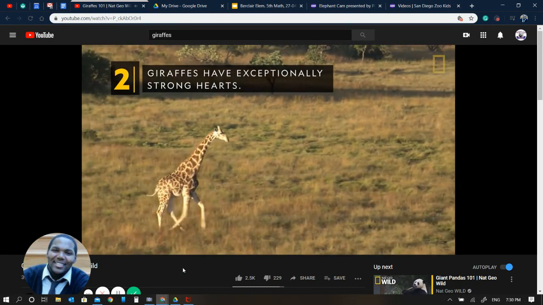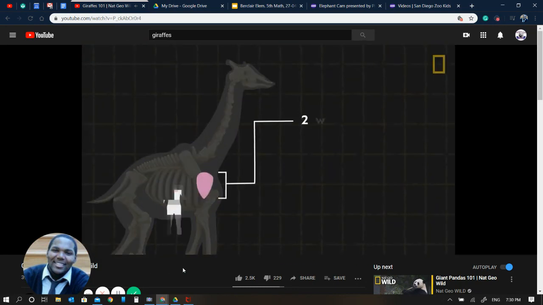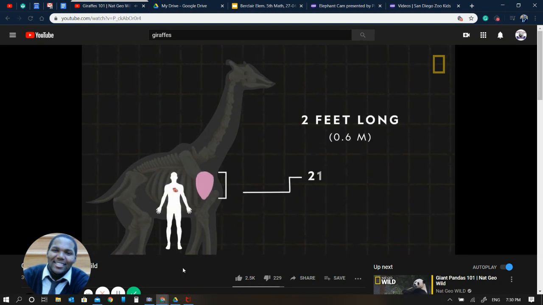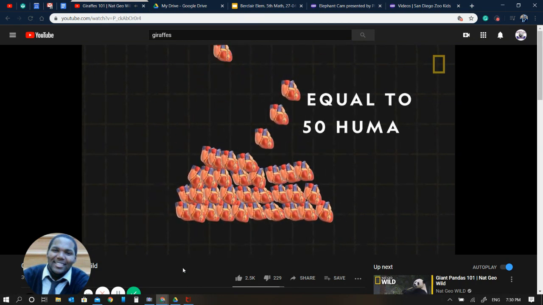Giraffes have exceptionally strong hearts. Their hearts are about 2 feet long and weigh approximately 25 pounds. That's equal to about 50 human hearts.